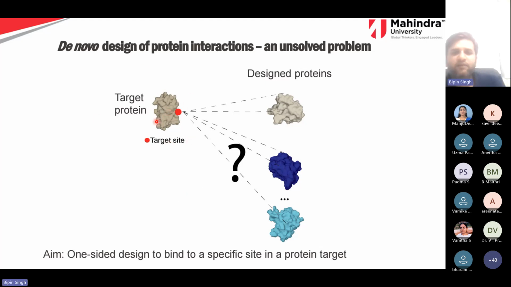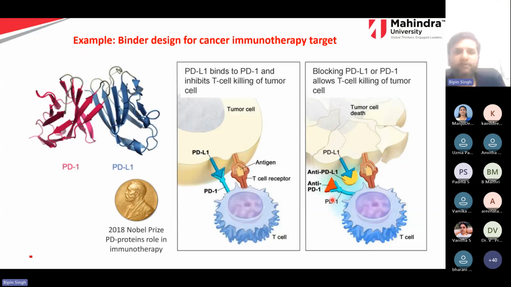So given a target protein, can I design a protein molecule? Can I design a peptide molecule? Can I design a small molecule which can bind to that without looking at any database or any sequence? That is the challenge people are right now trying to solve. And this is important from different therapeutic points of view.